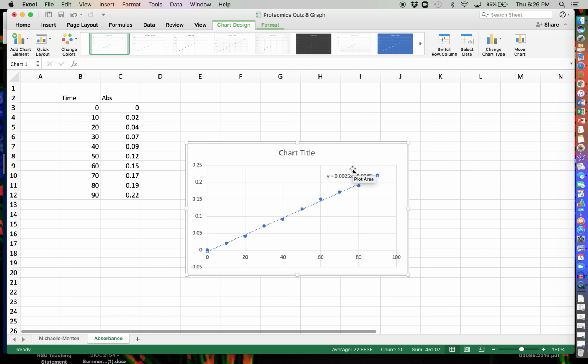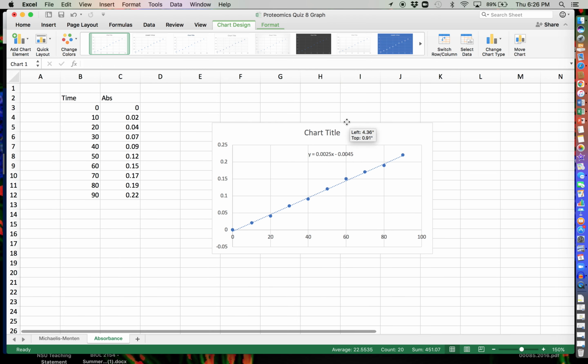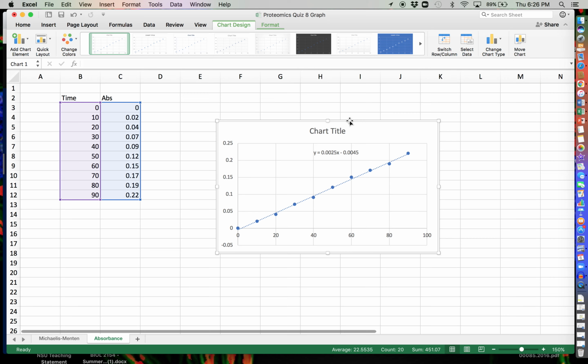There we go. Okay, so I don't really care about the y-intercept here because the y-intercept should be 0. In an ideal world, you should be able to get an absorbance of 0 at a time of 0. It doesn't always work out that way, but we don't care about the y-intercept. We only care about the slope. The slope here is telling us the change in absorbance units over a change in time, meaning absorbance units per second. So we want that slope.